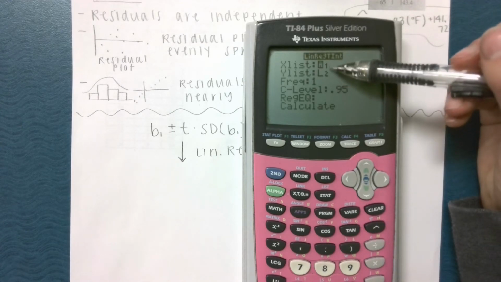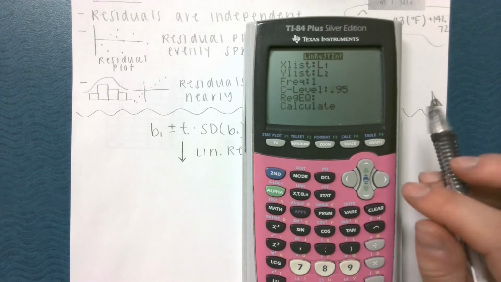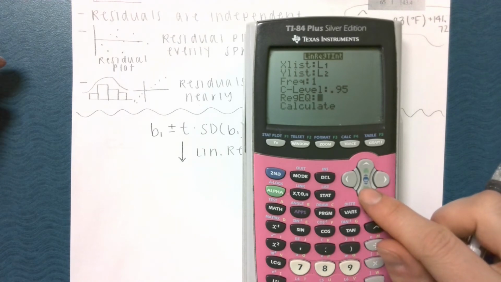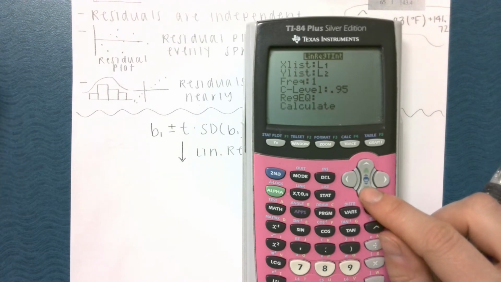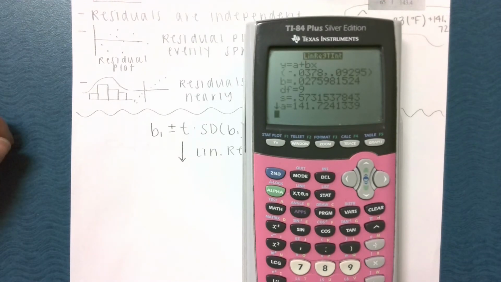I have my data typed in, so I'm good to go there. Frequency, you can just leave as 1. Confidence level should match, so 95 looks good. You could store your regression equation. We don't need to worry about it though. I'm just going to go straight down to calculate.